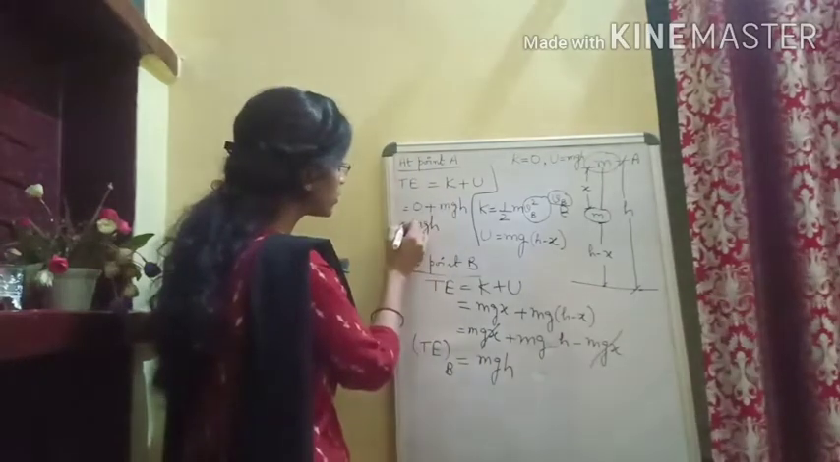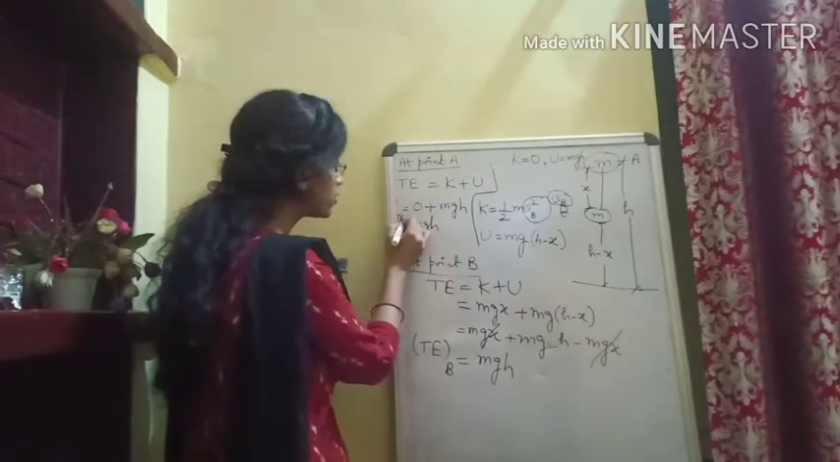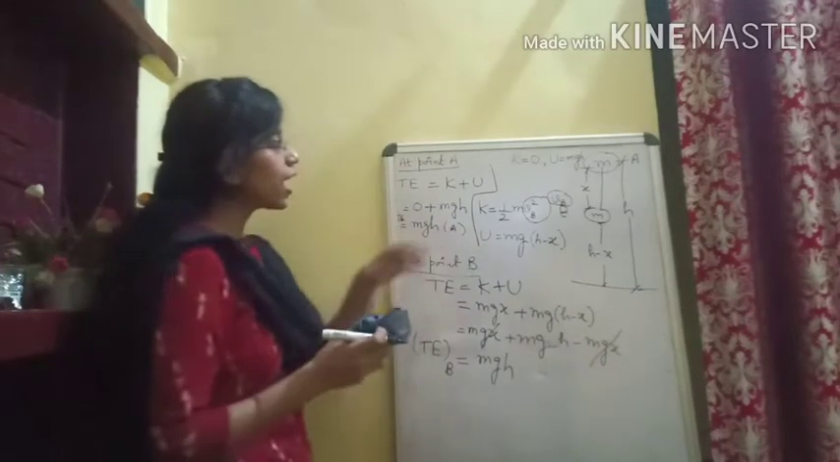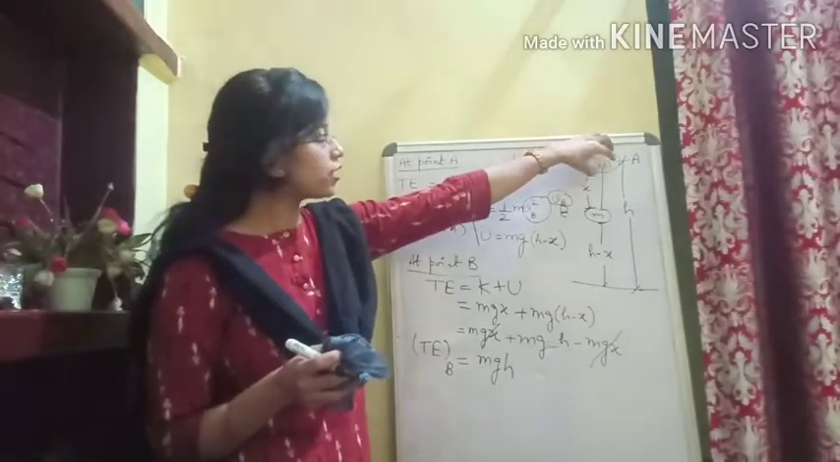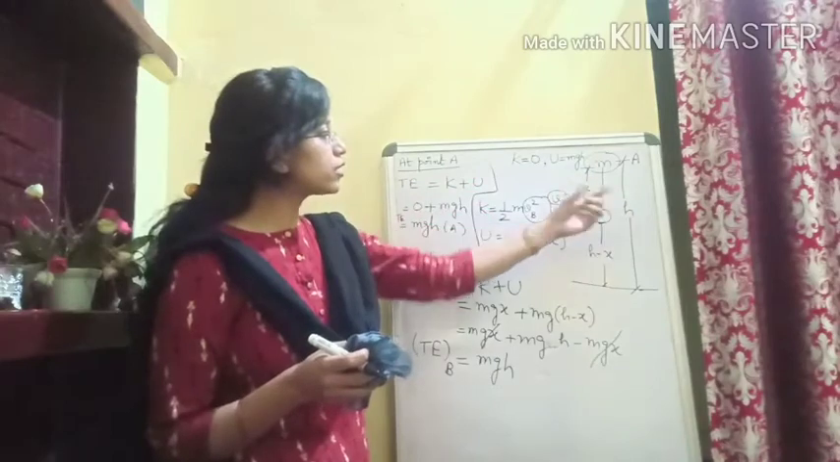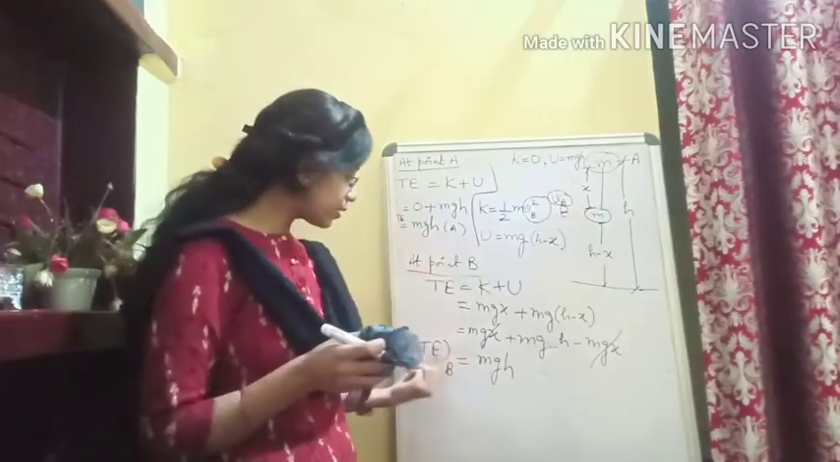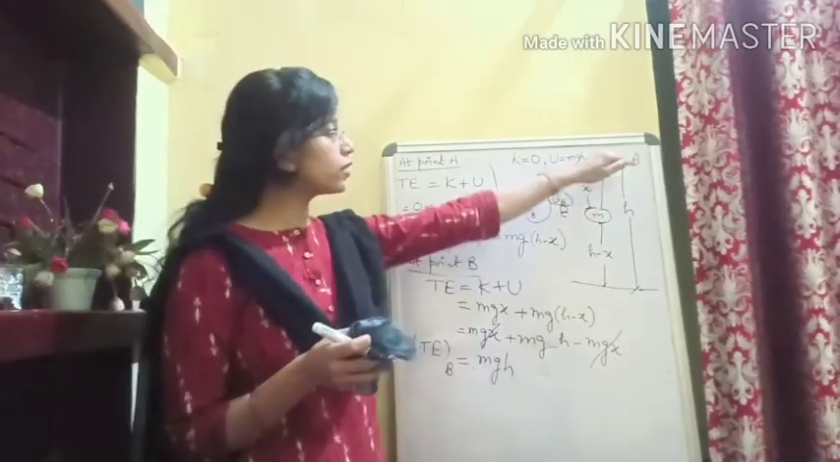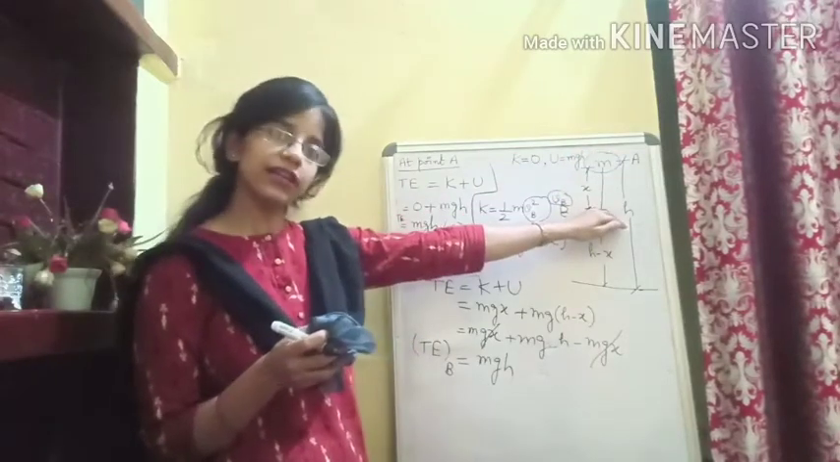This was our total energy at point A. So now see, when the body was here at point A, the total energy is mgh. When the body is coming down to the point B, again the total energy is mgh. So from here it is mgh, now it is coming here, again mgh.